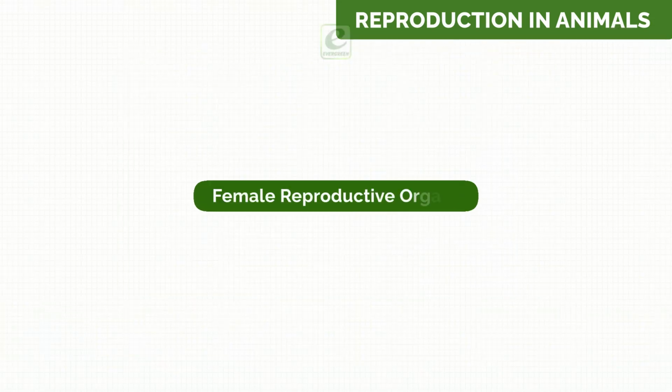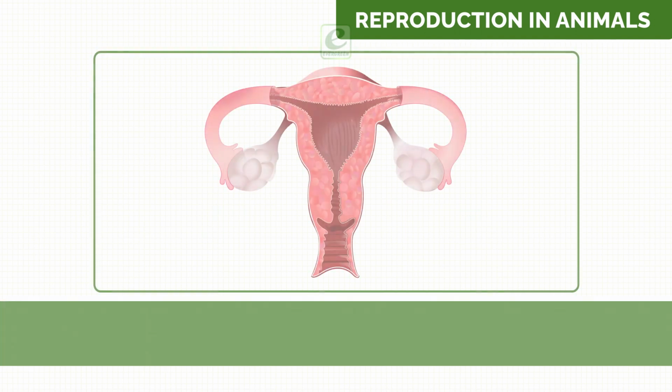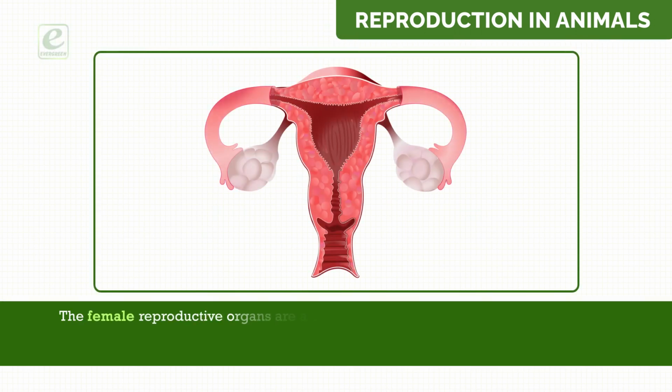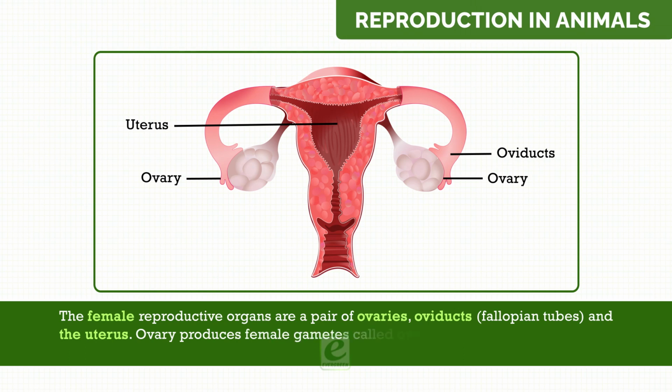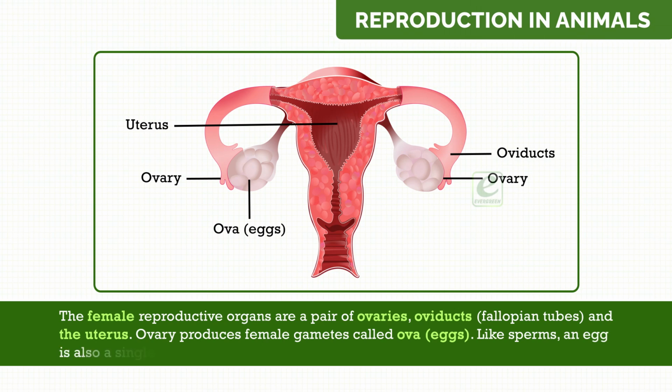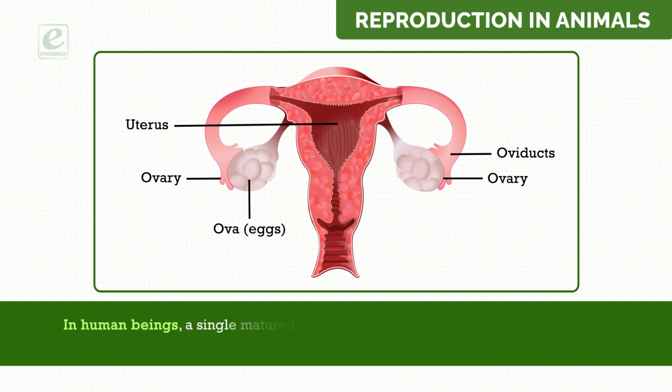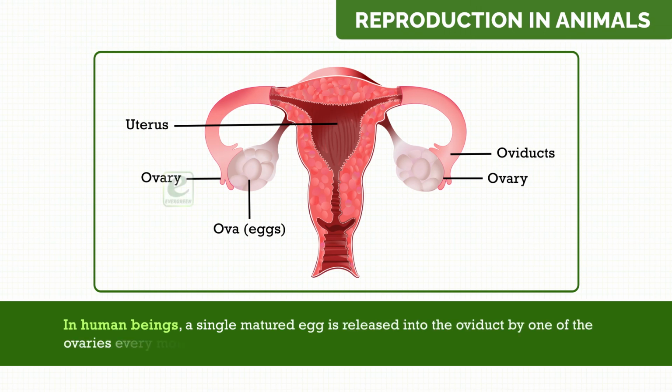Female reproductive organs. The female reproductive organs are a pair of ovaries, oviducts, fallopian tubes, and the uterus. Ovaries produce female gametes called ova, eggs. Like sperms, an egg is also a single cell. In human beings, a single matured egg is released into the oviduct by one of the ovaries every month. The uterus is the part where development of the baby takes place.